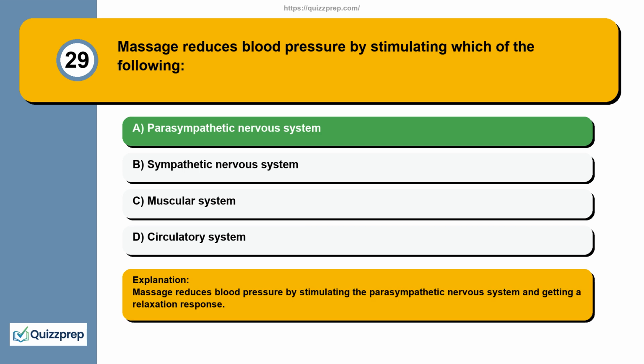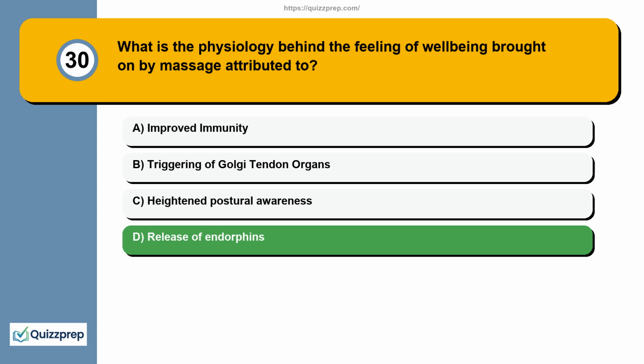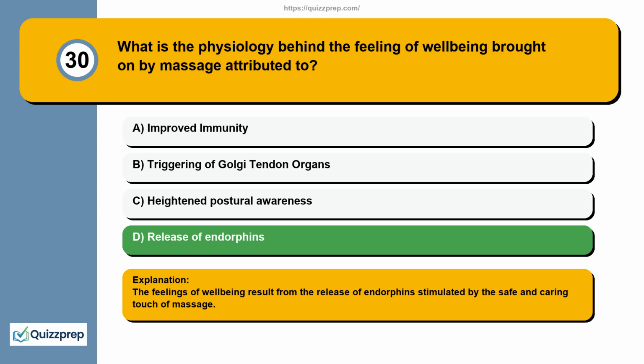Massage reduces blood pressure by stimulating the parasympathetic nervous system and getting a relaxation response. Question 30. What is the physiology behind the feeling of well-being brought on by massage attributed to: improved immunity, triggering of Golgi tendon organs, heightened postural awareness, release of endorphins? The feelings of well-being result from the release of endorphins stimulated by the safe and caring touch of massage.